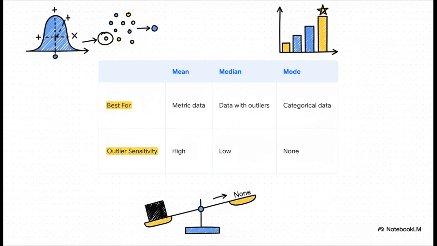So here's the bottom line, the thing you absolutely need to remember. There is no single best one. It all comes down to your data and what question you're trying to answer. You want to use the mean when your data is pretty clean and symmetrical. You go for the median when you suspect you have outliers that could mess things up, like with salaries or home prices. And you use the mode when you want to find the most popular option, or when you're dealing with stuff that isn't numbers at all.